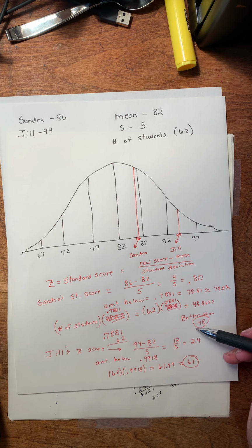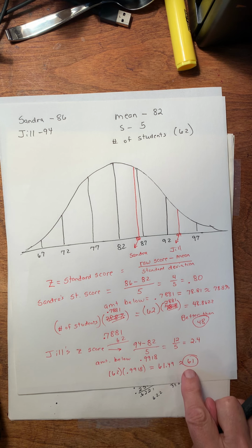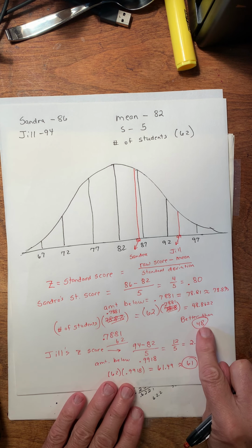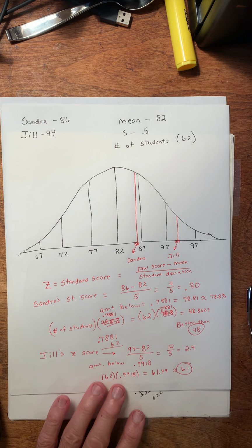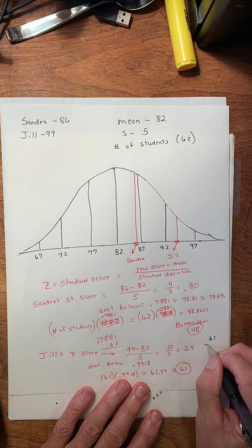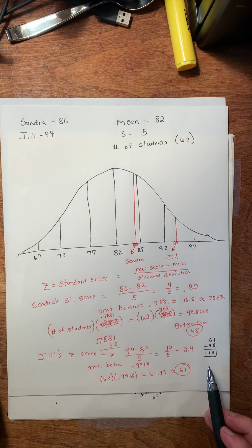So Sandra did better than 48 people. Jill did better than 61 people. The question is, how many more people did Jill beat than Sandra? And so all I have to do is subtract 61 minus 48. And the answer to this particular question is 13.